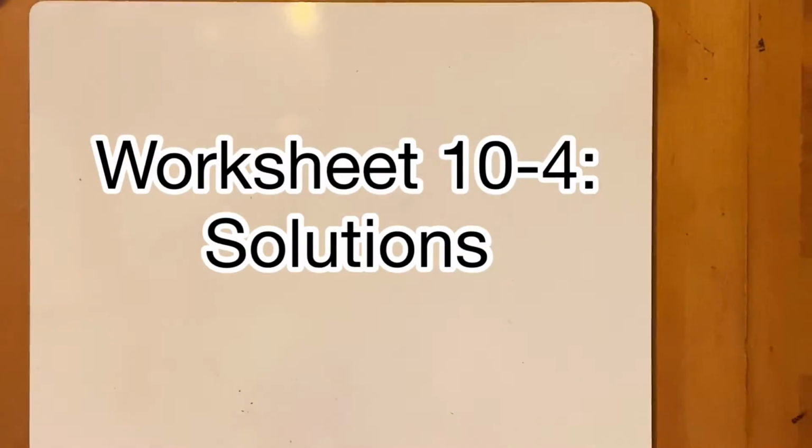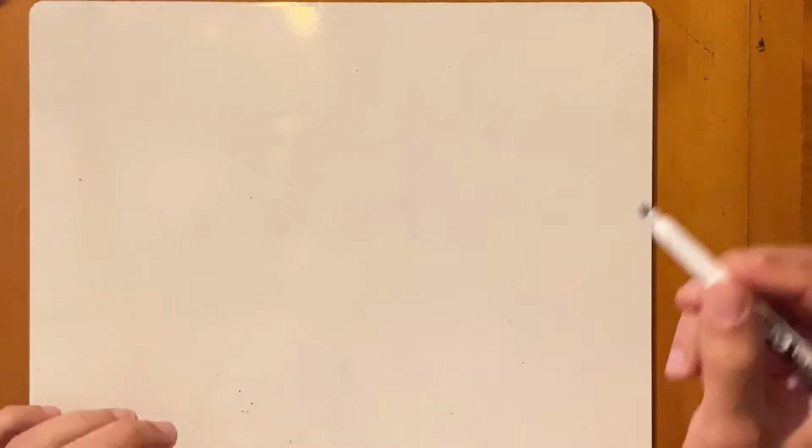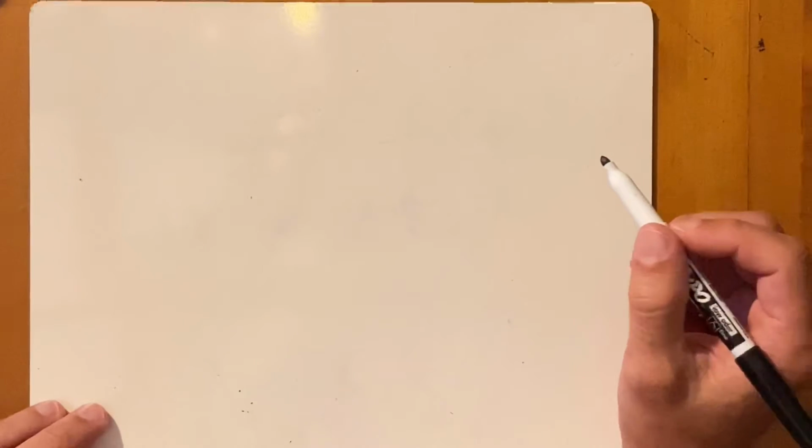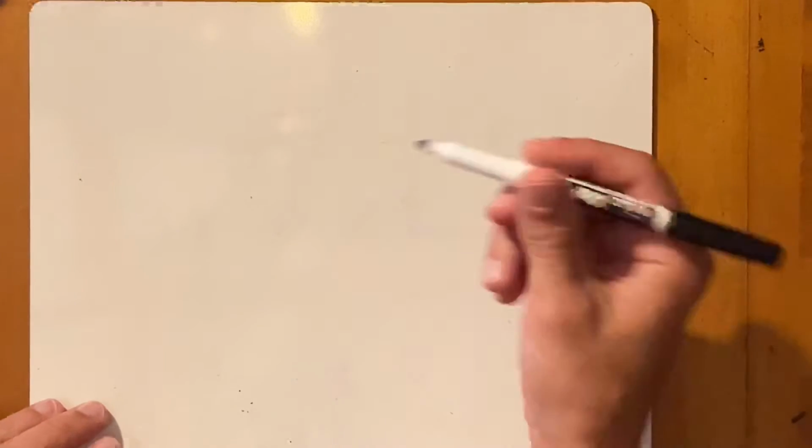Let's go ahead and run through the solutions for worksheet 10-4, talking about scaling polygons. All right, so the first one says, which one describes the effect on the area of a triangle if the height is doubled? All right, so I've got area of a triangle.